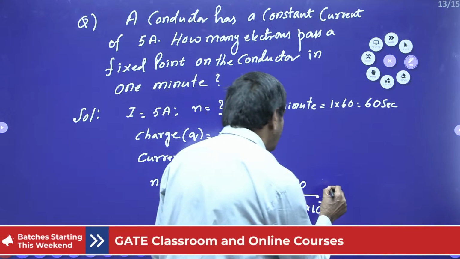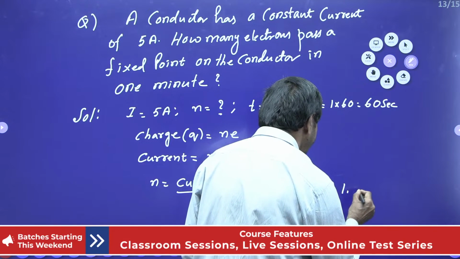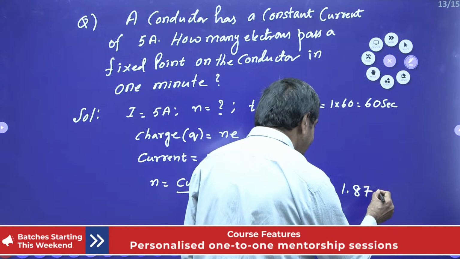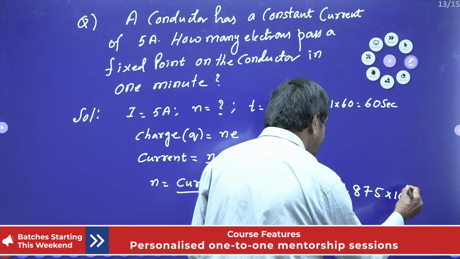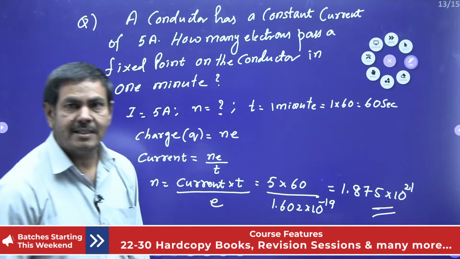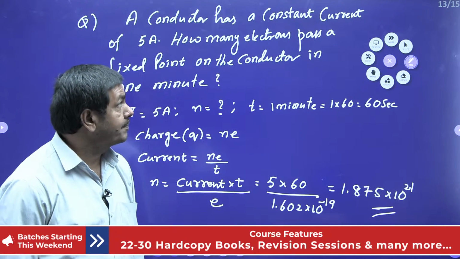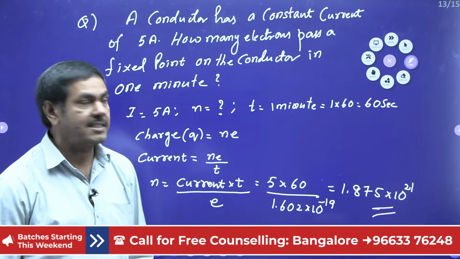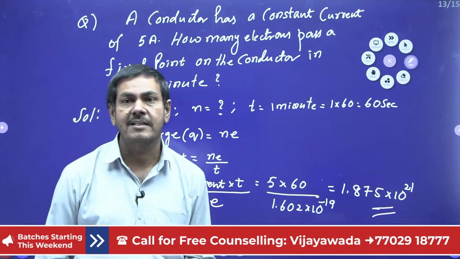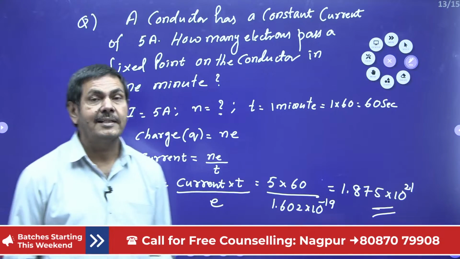Then you will get the N value approximately equal to 1.875 into 10 power 21. We cannot give any units for this, since it is a number of electrons. If anybody asks directly how many electrons are passing because of the flow of this current, you can say 1.875 into 10 power 21. That many electrons are passing in the given network. That way we can tackle this question.